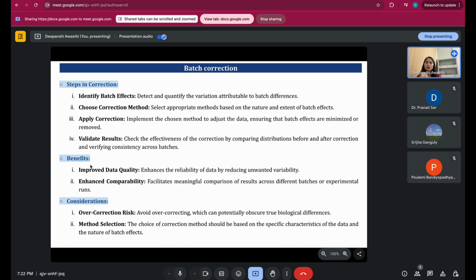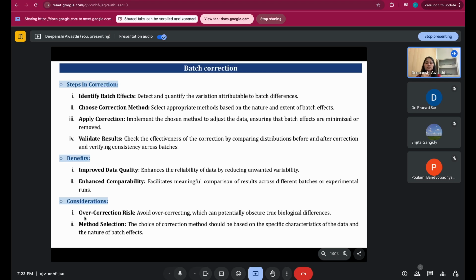Then if we talk about the benefits of batch correction, it improves the data quality because it removes the batch effect. It also enhances comparability, because previously you were not sure whether a difference was due to the batch effect or was the real difference between two samples. Now that you are removing the batch effect, you will be able to compare two samples in a better way.